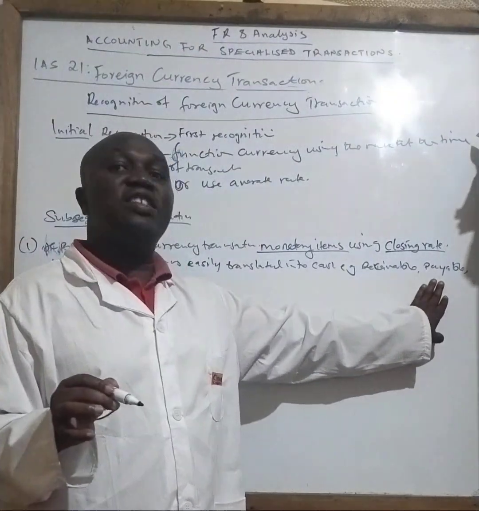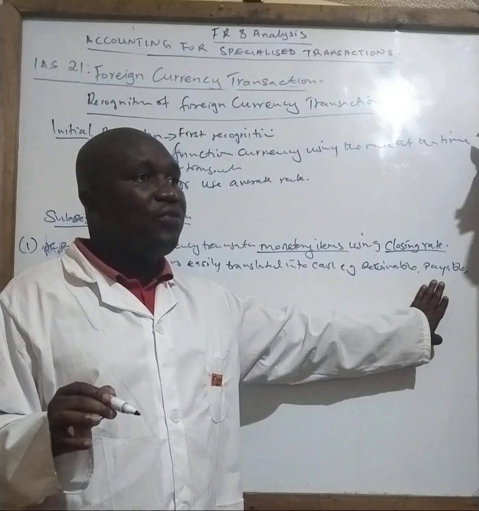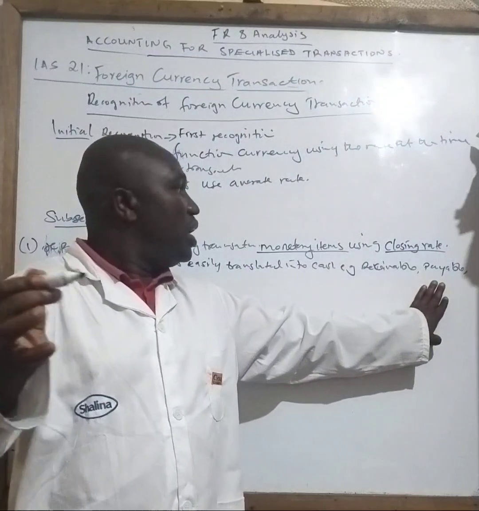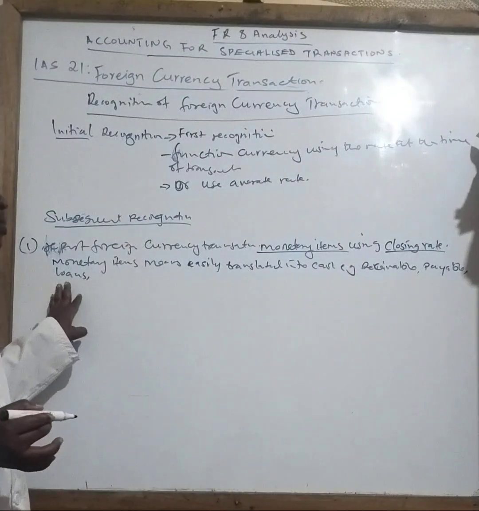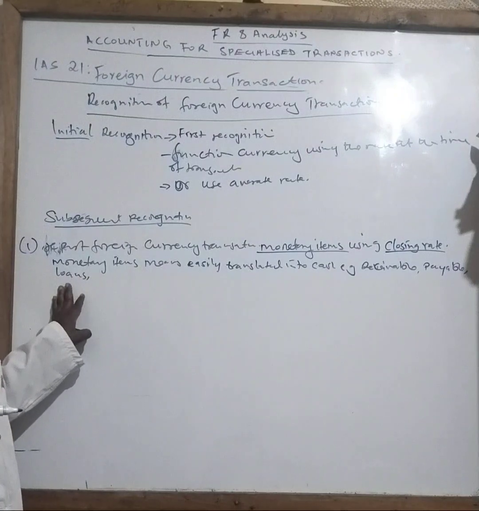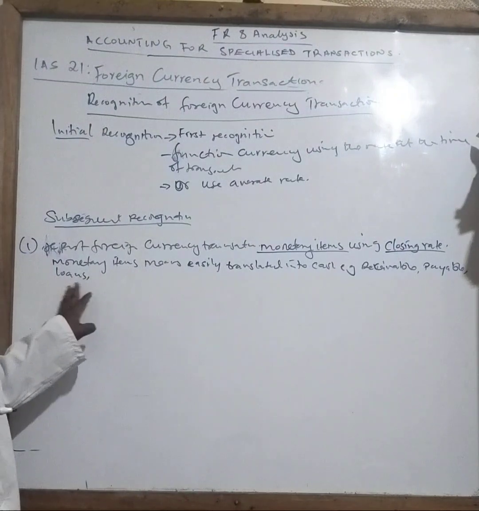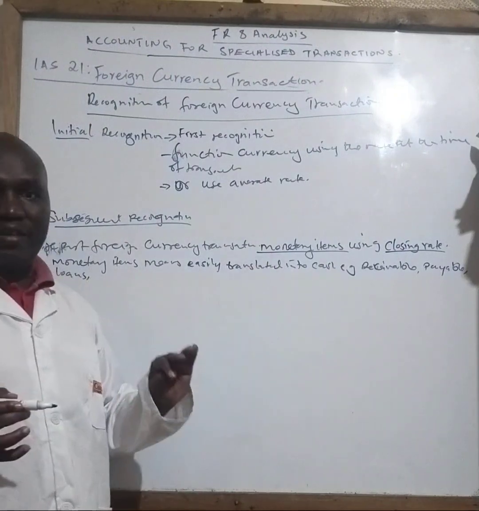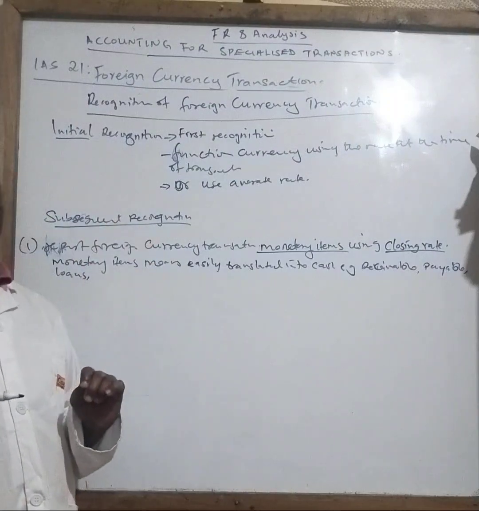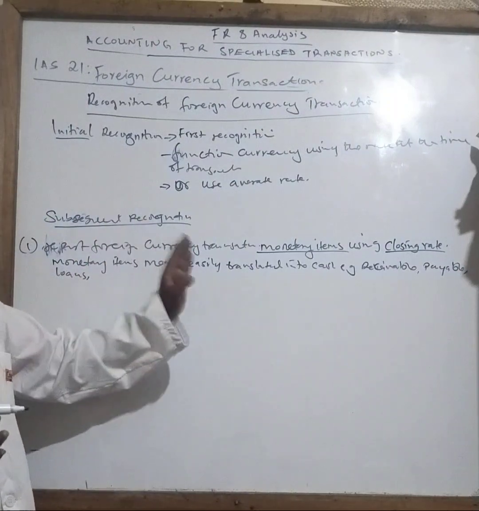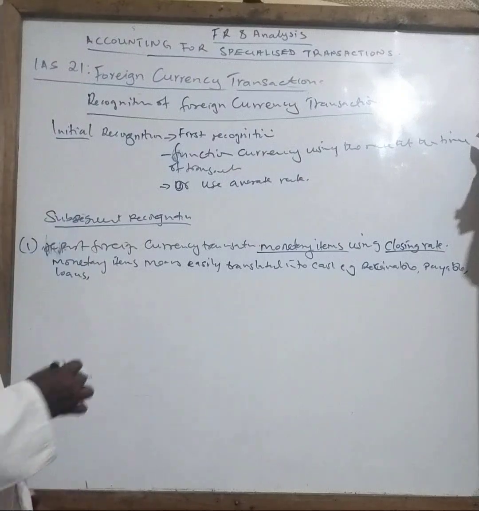Payables here means you have already received goods on credit, so you can easily pay. When you talk about loans, it means the bank has already given you money, so they are already easily translated. But stock, no. Stock will follow what they call non-monetary items.